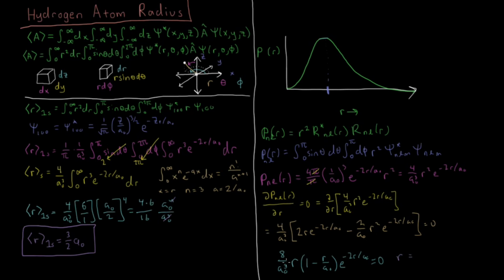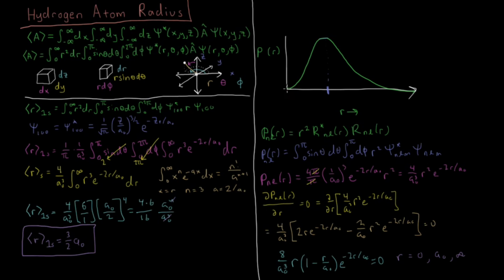We have r equals, either if this is 0, that would set the rest of it equal to 0, so r could be 0. In here, if we set r equal to a naught, this becomes 1 minus 1, so it could be the Bohr radius, a naught. And this e term here, if we set r equal to infinity, this will be equal to 0 as well, because e to the minus infinity will be 0. So 0, a naught, and infinity.